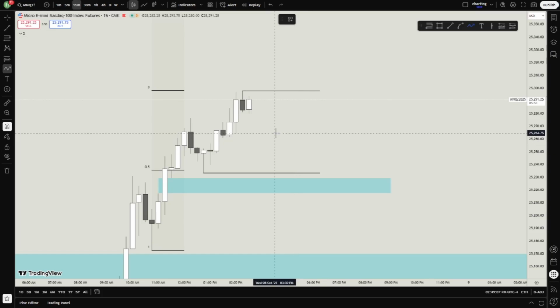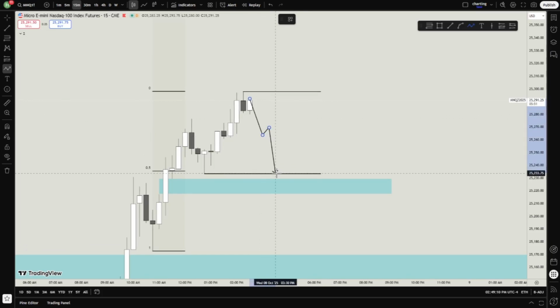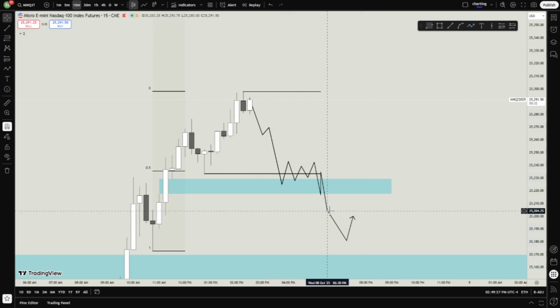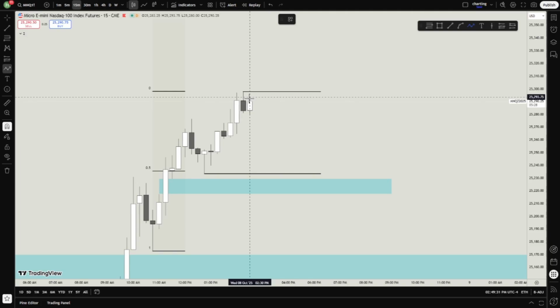So in the best case scenario, in my opinion, price comes down, sweeps this low, tries equilibrium, and then maybe a model. It all depends on the price action. We can also break this fair value gap and go lower. It can happen. It all depends on what we have in front of our faces.